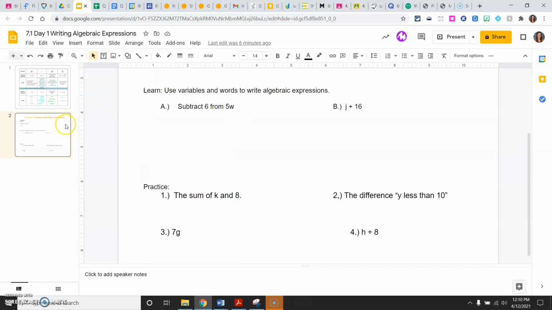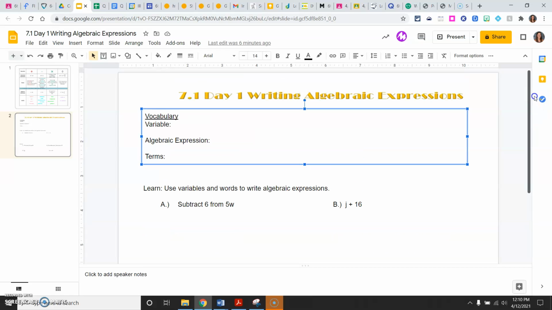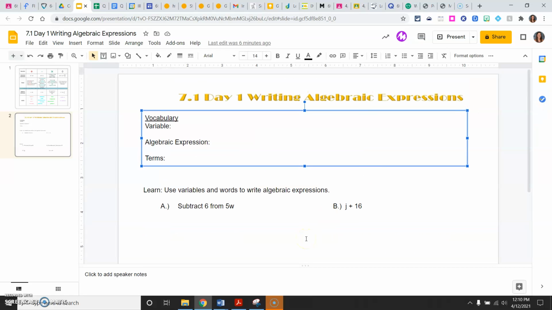Today we're gonna work on writing algebraic expressions. And in order to do that, we're really going to be talking about three different things today. First of all, let's start with algebraic expression. An expression that contains at least one variable.